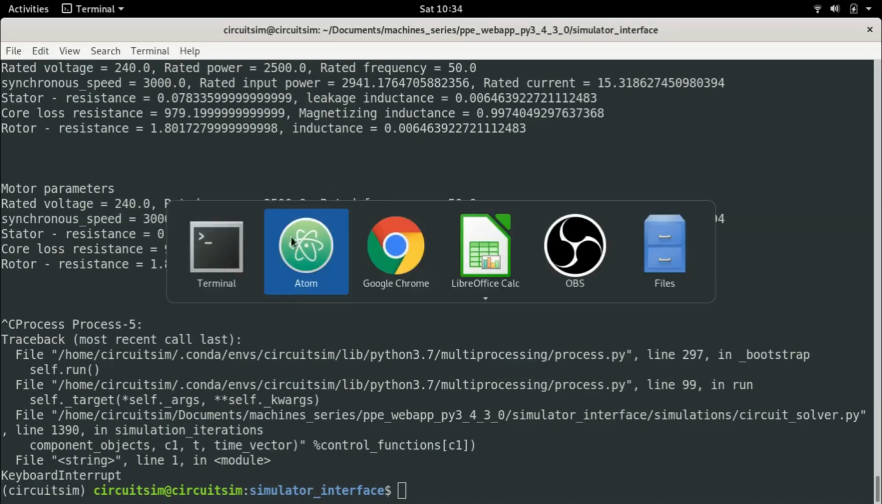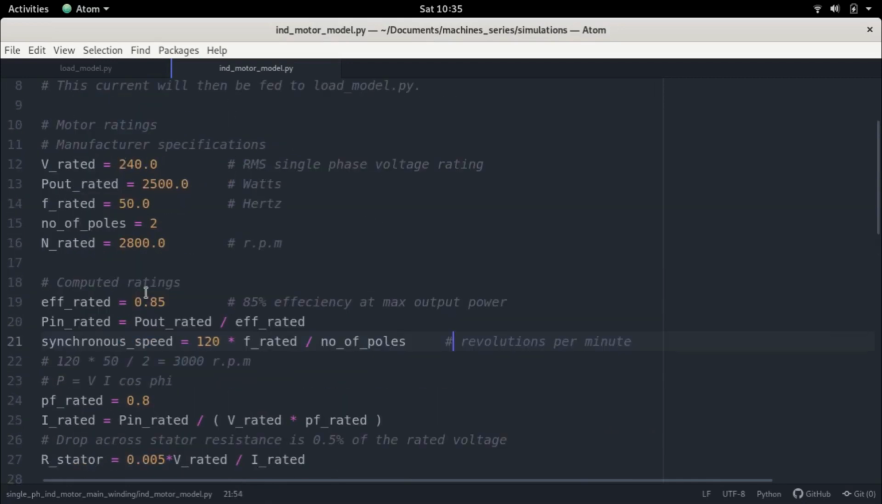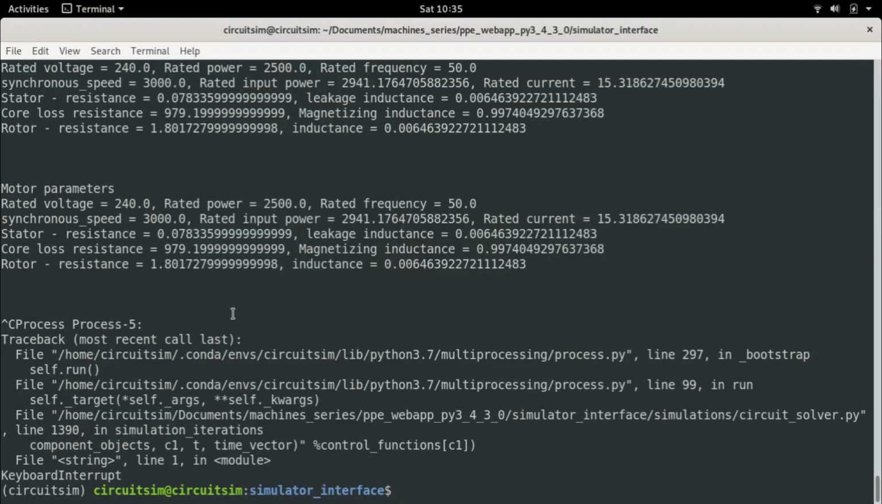That is the formula. So for example, if you go over to the code, you will find where I calculate the synchronous speed, it is 120 into frequency divided by the number of poles. This is the speed in revolutions per minute. We have a rated speed of 2800 RPM and we have the synchronous speed which is 3000 RPM, right? So the slip is 3000 minus 2800 divided by 3000 at rated power, right?